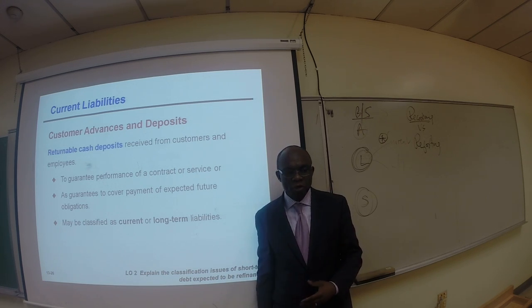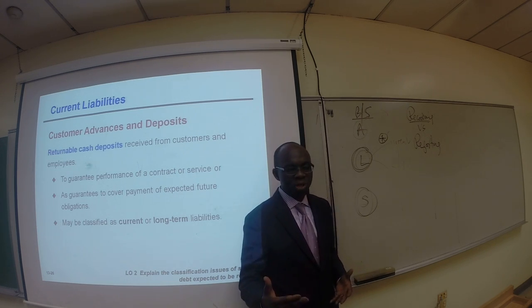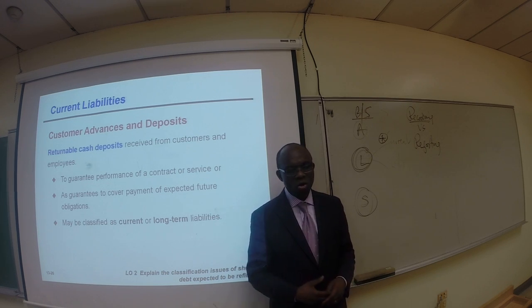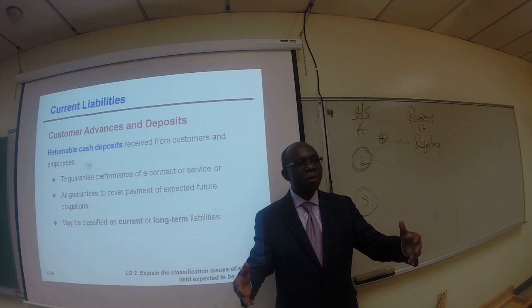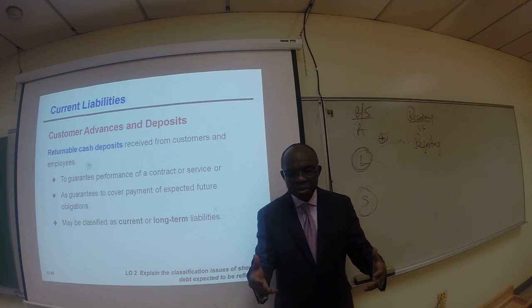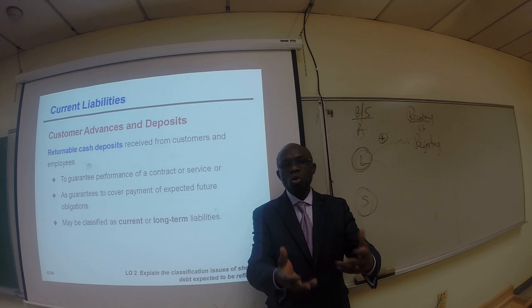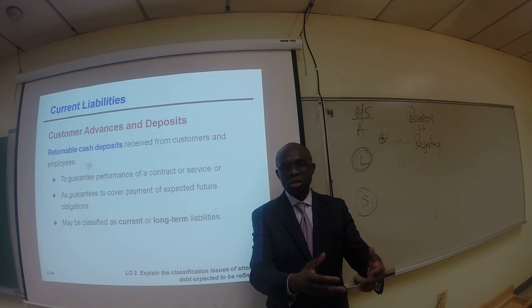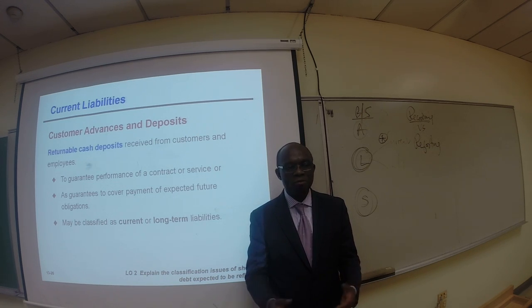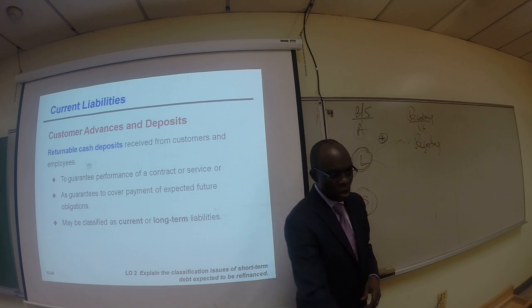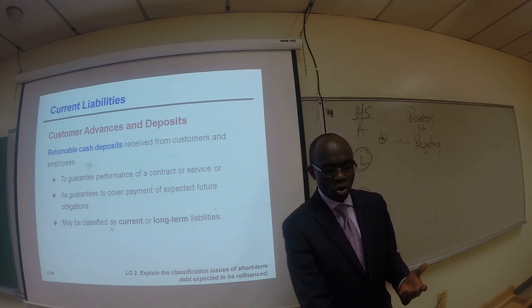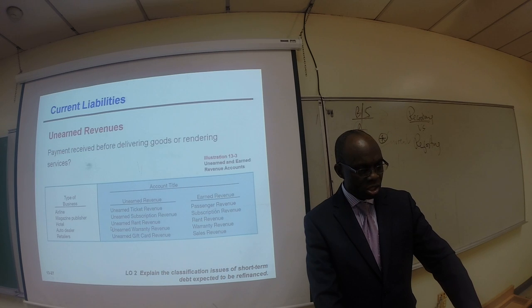To guarantee performance of a contract or service, we sometimes receive them as guarantees to cover payment of expected future obligations, and they may be classified as current or long-term liabilities. For example, if you have bad credit, some utility companies will ask you to make a security deposit. That would be an example of customer advances and deposits. For the utility company, that security deposit is considered a liability. Again, it could be classified as current or long-term depending on the situation.